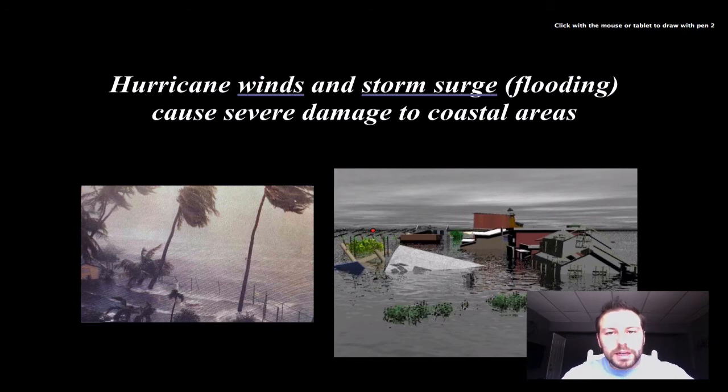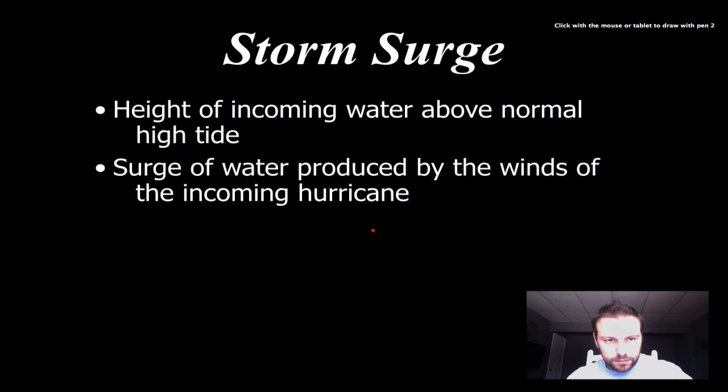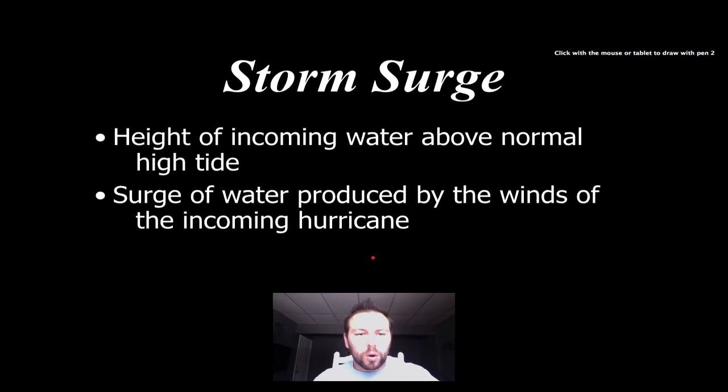Another problem is the storm surge. Because of the low pressure system, the weight being lifted off the water, and the winds blowing the water towards the shore, it creates higher tides, or a higher level of water than normal. Storm surge, like I said, is that height of water that's above normal high tide. So if your high tide's normally at a certain mark on a pier, a storm surge will make it come up higher than that.